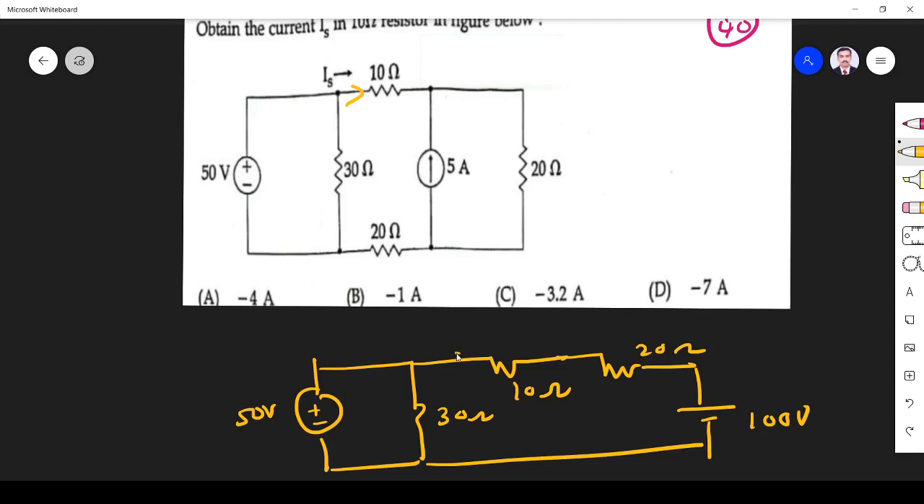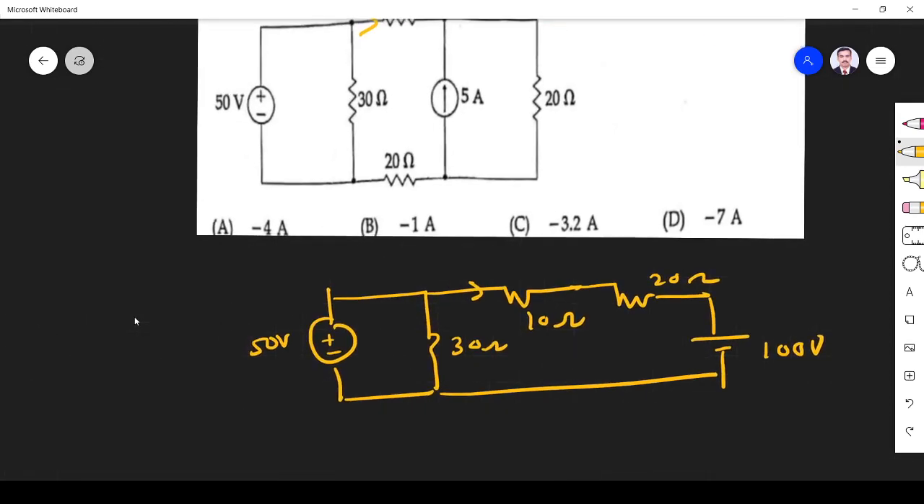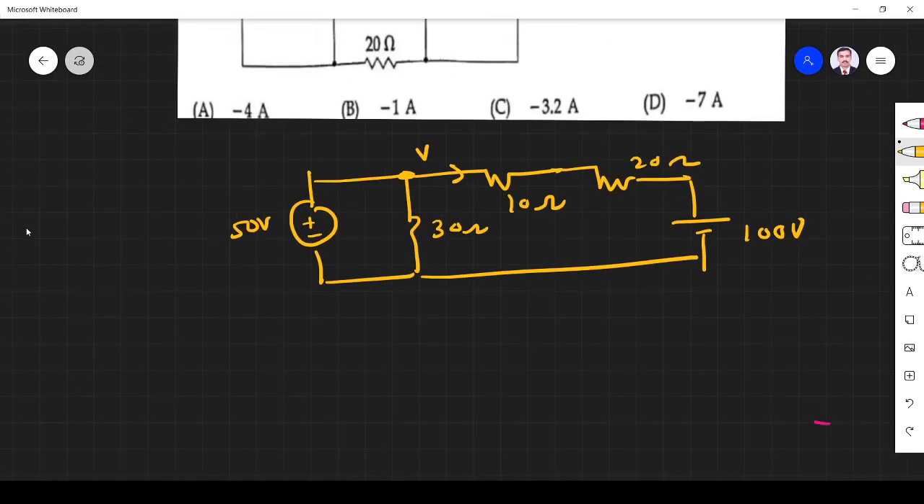I have to find the current through this. Let us assume here the potential is V. I apply KCL nodal analysis. So V minus 50 divided by 10.